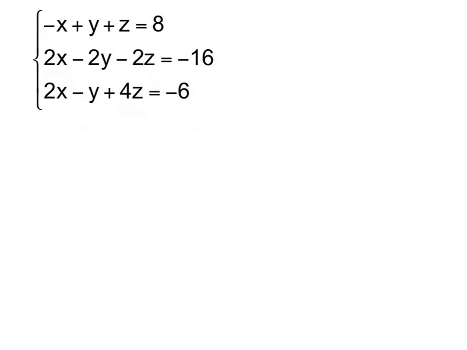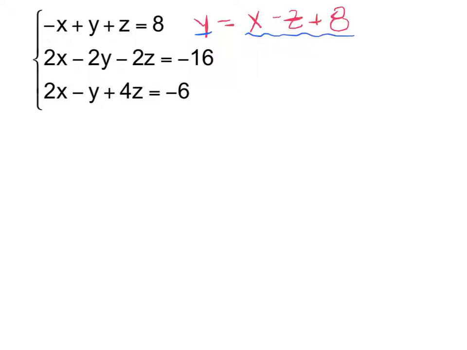So I'm going to add x to both sides and subtract z from both sides. So we get y equals, remember I added x, subtracted z, and then the 8 stays as it is. So that's the equation I'm going to use for substituting. I have y by itself, so I'm going to substitute x minus z plus 8.